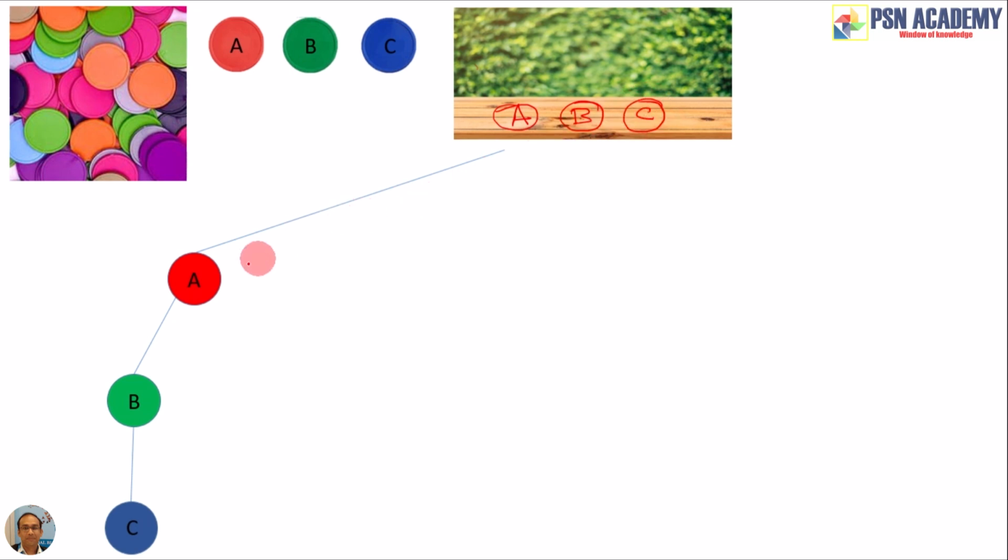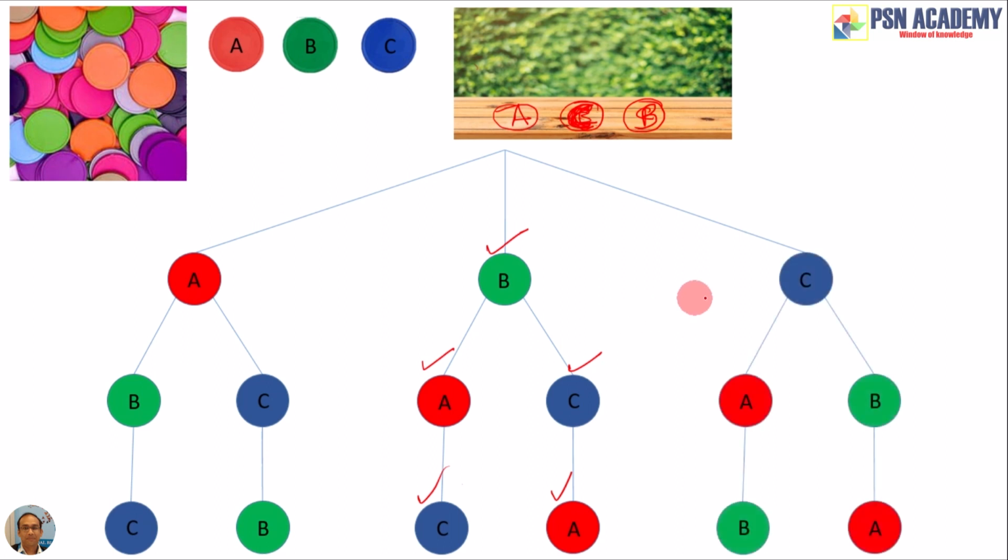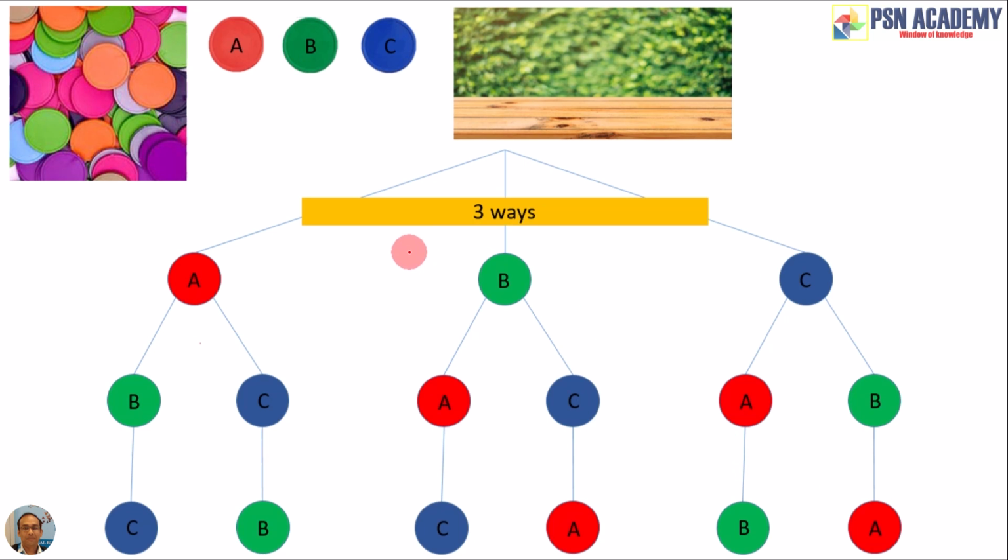Now it may happen that after selecting A, we may select C first, so that this B becomes C and this C becomes B. Now if we select B, then after selecting this B, we may select A or C. Now if we select A, then C will be here, and if we select C, then A will be here. The same way goes when we select C first, then A and B will be there, or B and A will be there, right?